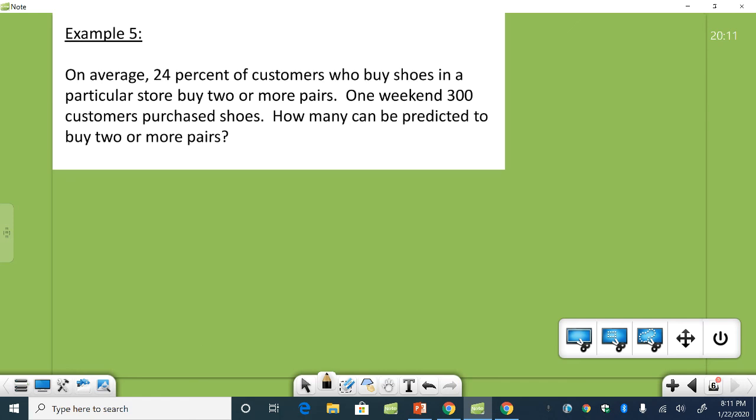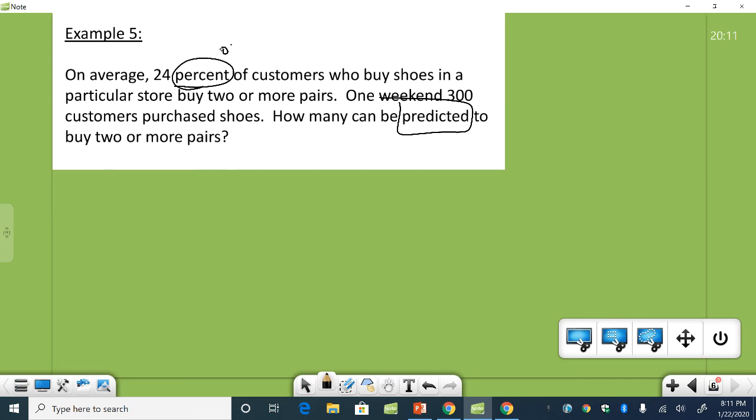All right, example 5. On average, 24% of the customers who buy shoes in a particular store buy 2 or more pairs. One weekend, 300 customers purchased shoes. How many can be predicted? So we know we're going to have to set up a proportion to buy 2 or more pairs of shoes. Guys, this is a type of question where they throw a bunch of stuff in here to just confuse you.